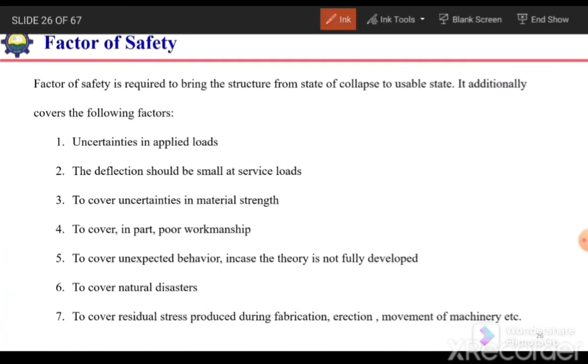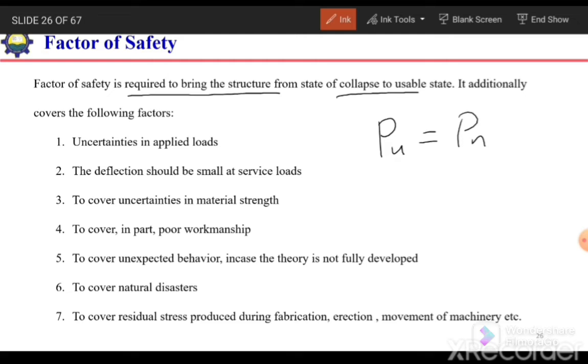So next is factor of safety. What is factor of safety? Factor of safety is required to bring the structure from the state of collapse to a usable state. For example, if we design a structure such that the applied load Pu is equal to Pn, the nominal capacity, and if somehow the applied load increases beyond the Pu value, our structure will collapse. So there may be some uncertainty in the applied load. If in any case the load exceeds the nominal strength, then the structure will collapse.